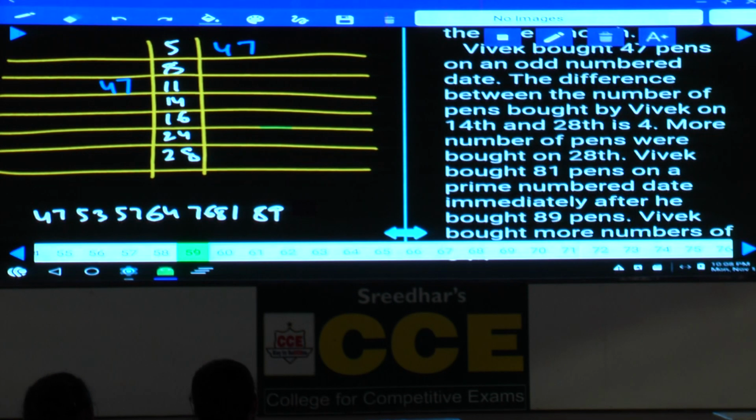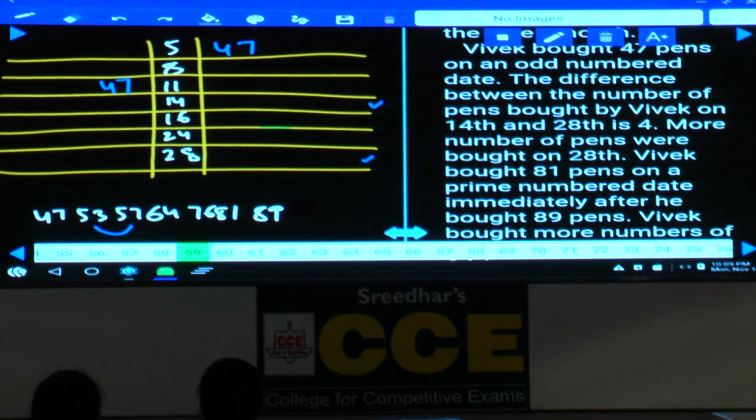And the difference between the number of pens bought by Vivek on 14th and 28th is 4. Now the difference between these two must be 4. Among the given pens 47, 53, 57, 64, 76, the differences of 4 are 53 and 57, so what is the only possibility we have? The possibility for 14 and 28 is 53 and 57 in any order. That is the only possibility we have.